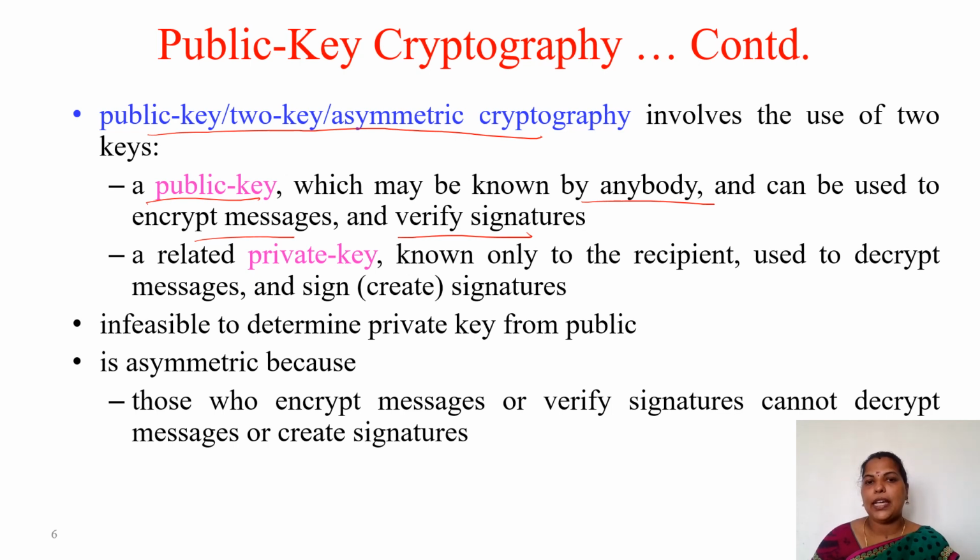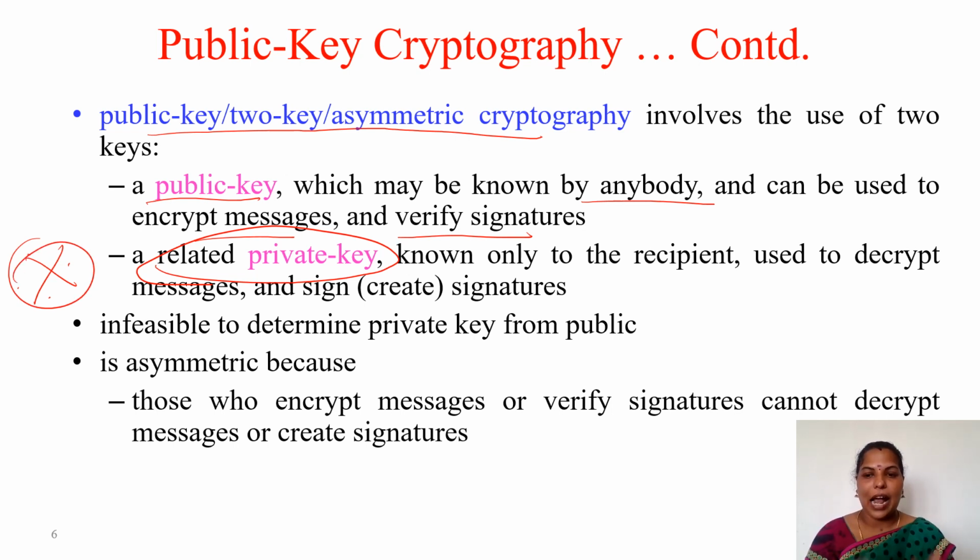So this public key may be known by anybody and can be used to encrypt messages and verify signatures. And we have a related private key. This is very important, the related private key. Once we generate the key, we have a public key as well as a private key. The public key is shown to the public and the private key is kept confidential. Whoever generates it, only that particular person knows the private key. So the related private key is known only to the recipient and is used to decrypt messages and sign or create signatures. It is infeasible to determine the private key from the public key.